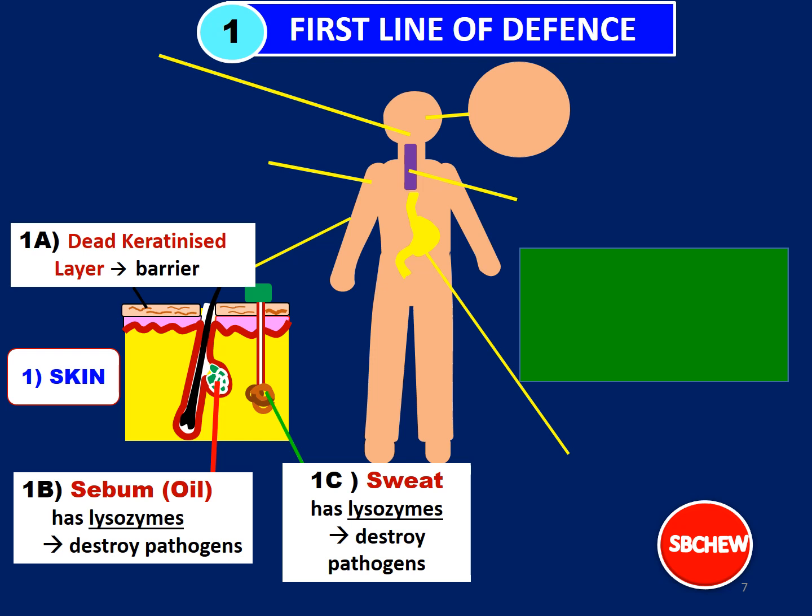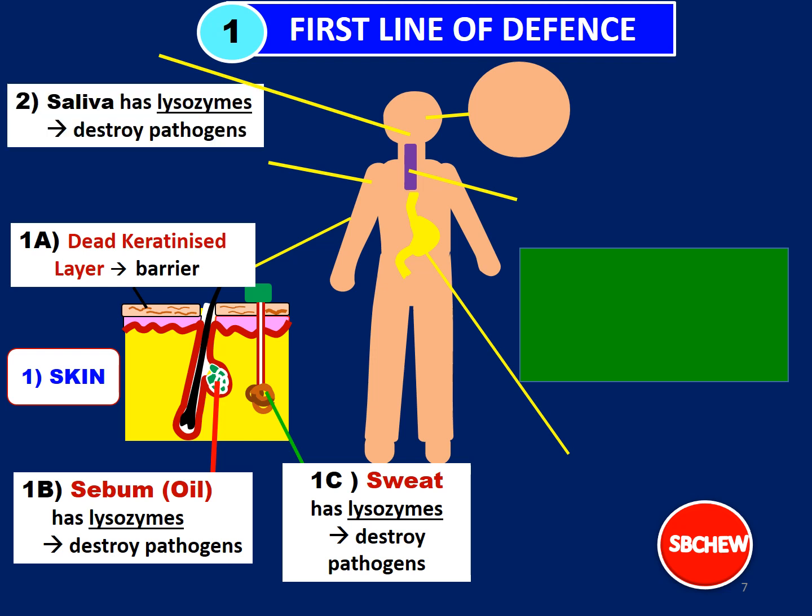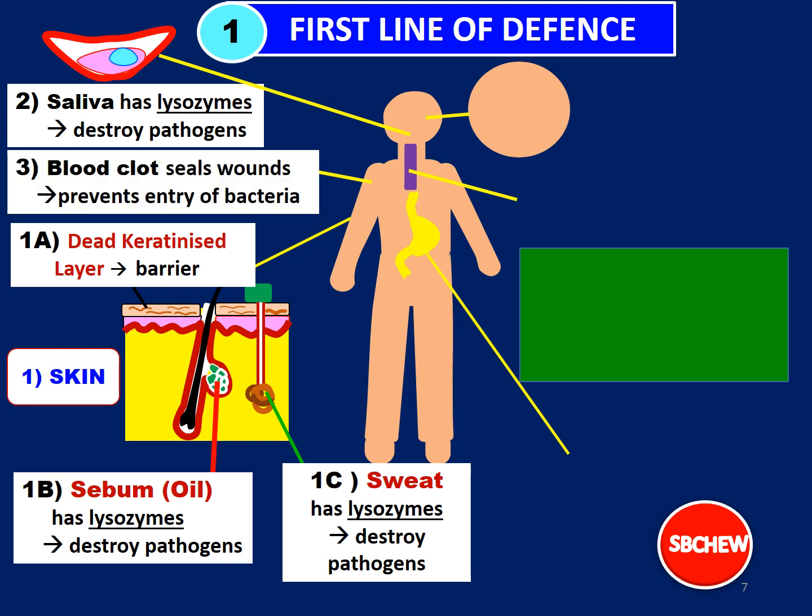Also in the skin, we have the sweat glands, which produce sweat that also has lysozymes to destroy pathogens like bacteria. Secondly, in the mouth, there is saliva. Saliva contains lysozymes too to destroy pathogens. So, a lot of the body fluids produced by the body contain lysozymes to destroy pathogens.